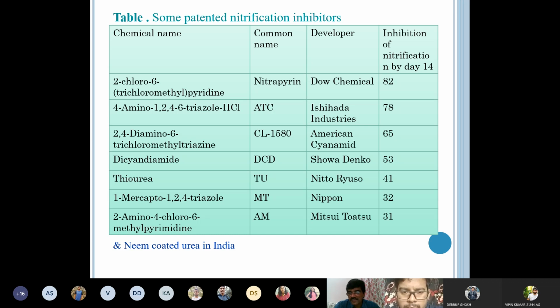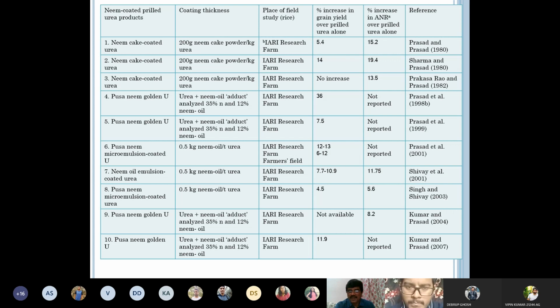But the problem with these nitrification inhibitors was that they were very, very expensive. In Japan, Germany, US, they are still mixing it in urea at the time of manufacture, and by default they are using them. Now you see, in India our farmers could not afford the use of synthetic inhibitors. So India developed this neem coated urea, and this is the history in brief.